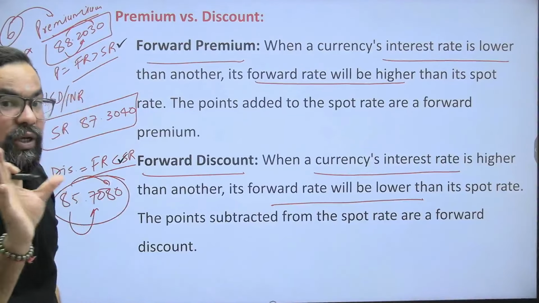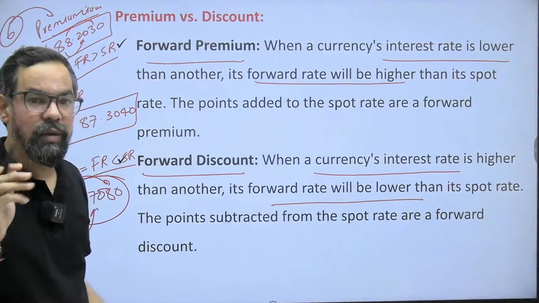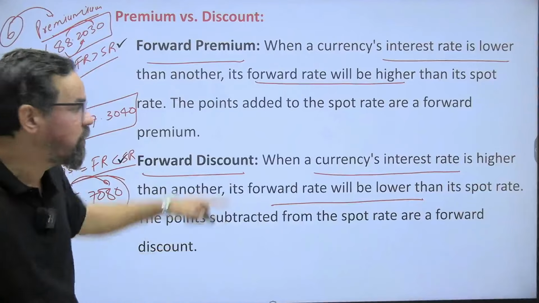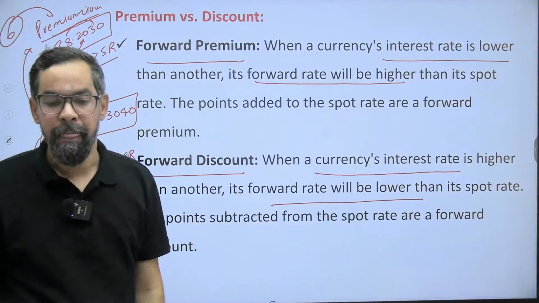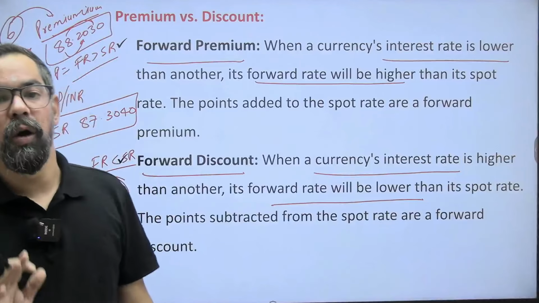I gave you one case now, that's 68 point something. Then we added premium. Why added premium? Because that is the logic. So this is all about your concepts.